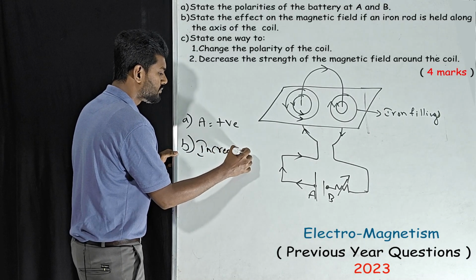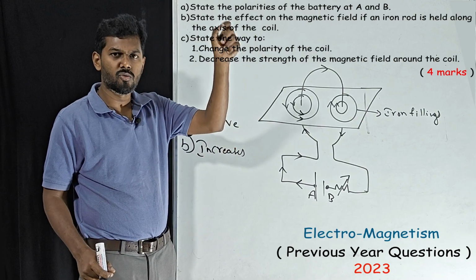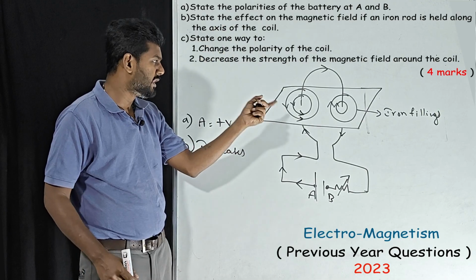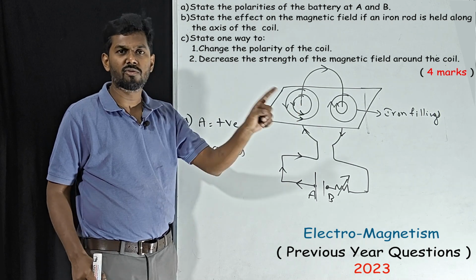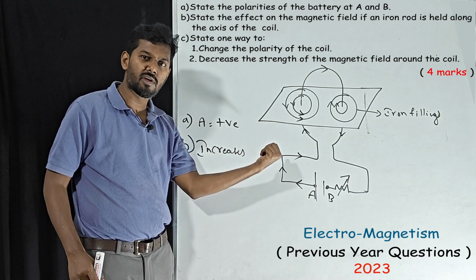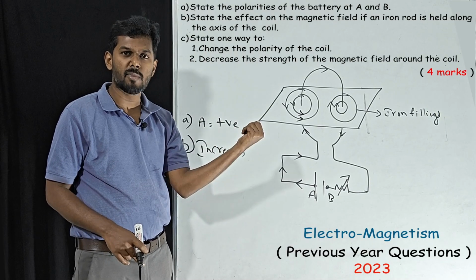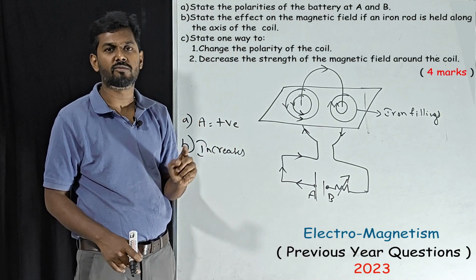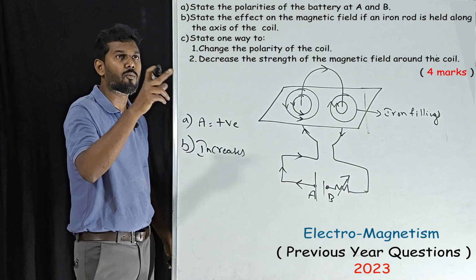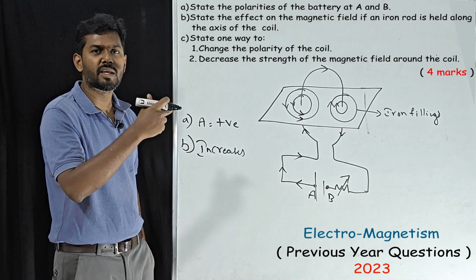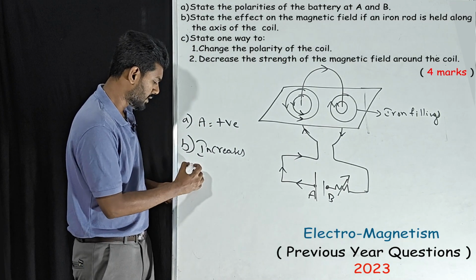Why? Because of electricity we have a magnetic field. Whenever you introduce an iron rod, because of this electromagnetic field, that iron rod will also be converted into a magnet. Initially we have a magnet, now one more magnet because of the iron rod, so the initial magnetic field plus the new magnetic field, so the magnetic field will be increased. So the answer for this question, what is the effect on the magnetic field? The magnetic field increases, or magnetic strength increases.